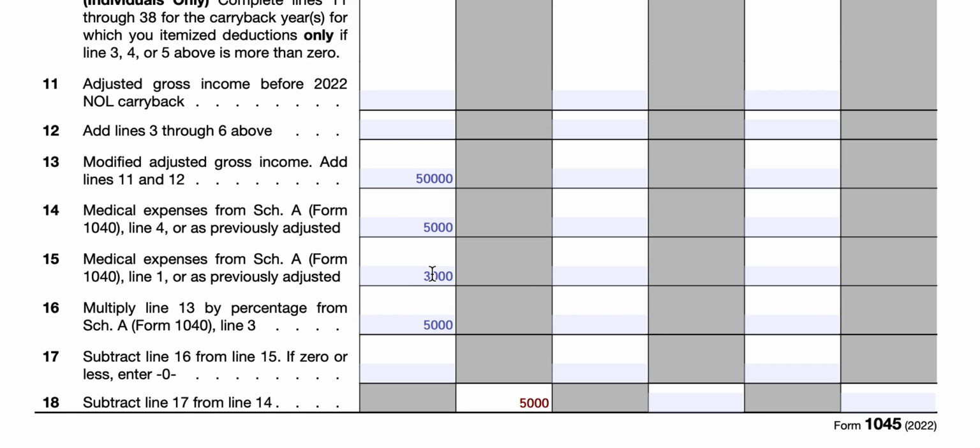However, if you had, let's call this $8,000 of medical expenses on line 1, then when you subtract line 16 from line 15, you would arrive at a $3,000 difference, from which you would then subtract line 17 from line 14, and you would come up with $2,000. So that's how that calculation works.